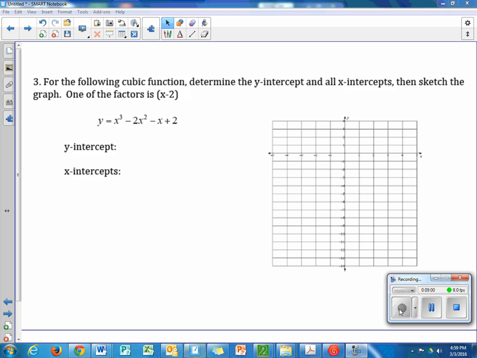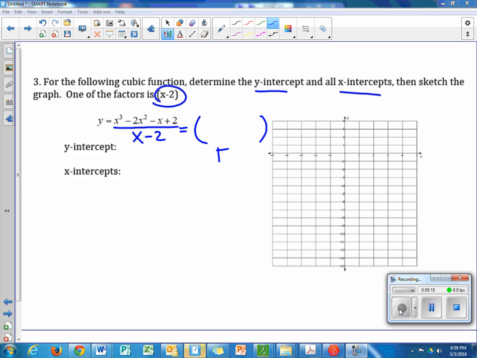Finally, number 3. It asks us to once again find all of the y and x-intercepts, and hint, one factor is negative x minus 2. So you need to divide this entire thing here by x minus 2, and then you'll get your answer. This will be another factor to this equation here.